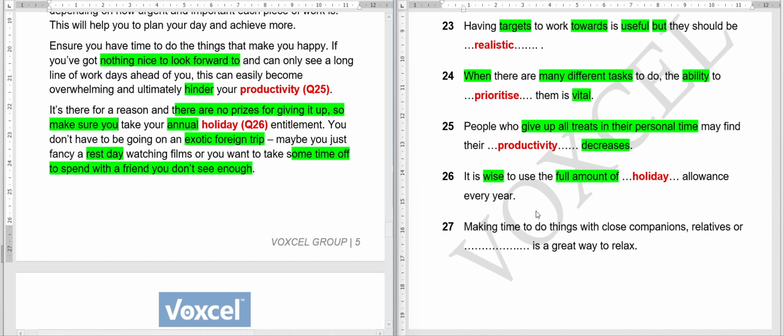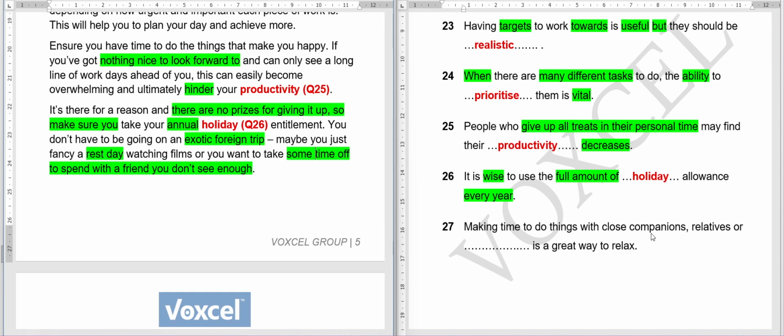So annual just means every year. So annual, every year. So basically allowance. There are no prizes for this, so you can do this. So you can go on a foreign trip, or you can take the holidays that you are entitled to. I hope it is clear.